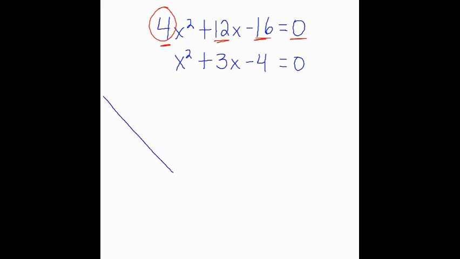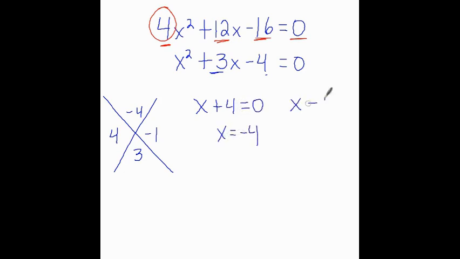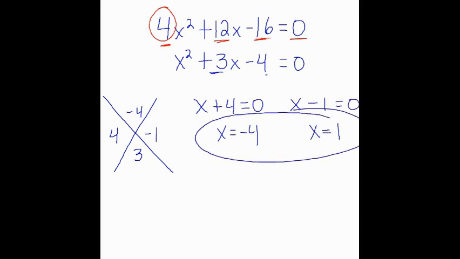Now I can set up my diamond math. Negative 4 will go up top, and a positive 3 will go down below. I want two numbers that multiply to give me negative 4 and add to get 3. So that'd be positive 4 and negative 1. x plus 4 equals 0. Of course, that'll give me x equals negative 4. And x minus 1 equals 0. So my final solution is x equals 1.